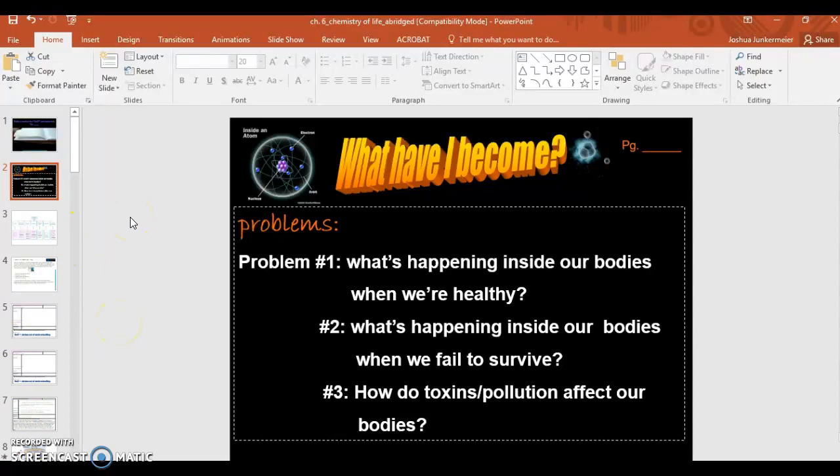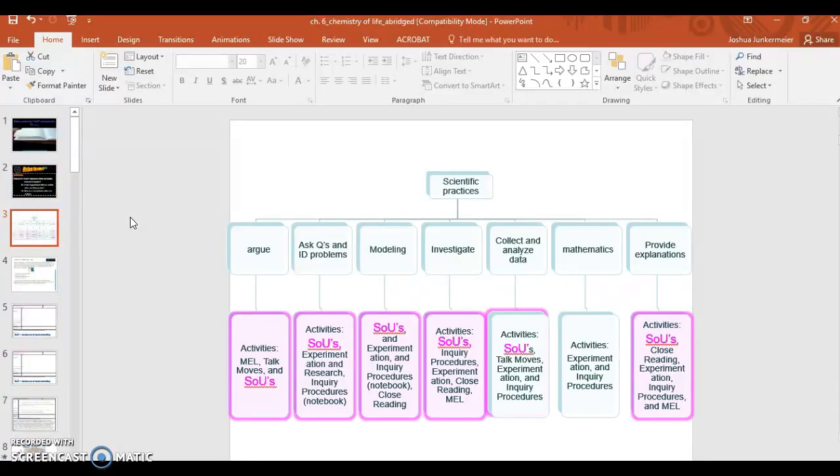Kicking off this new section of What Am I or What Have I Become, we are going to learn kind of a new activity that is perfectly suited for our science class. It's called SOU, and it helps us do a lot of things that scientists do. And so let's look at this. This is slide three. It says scientific practices. Everything scientists do are here.